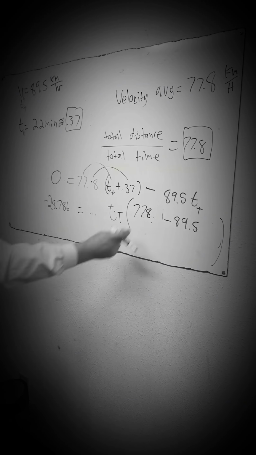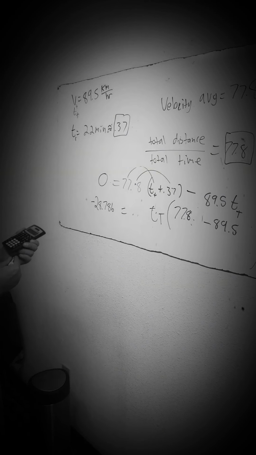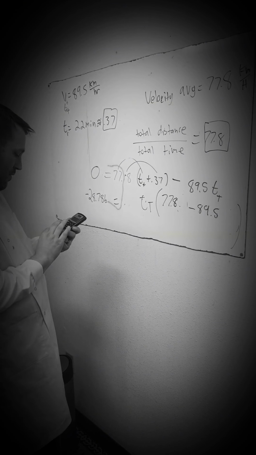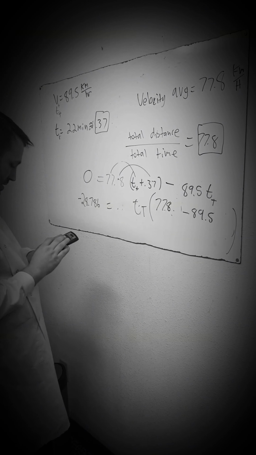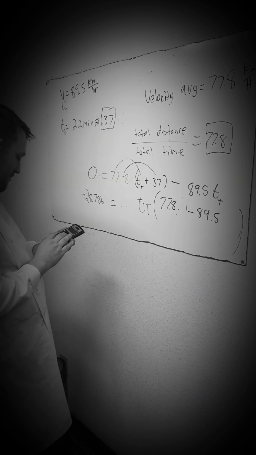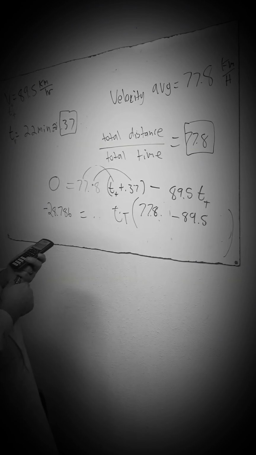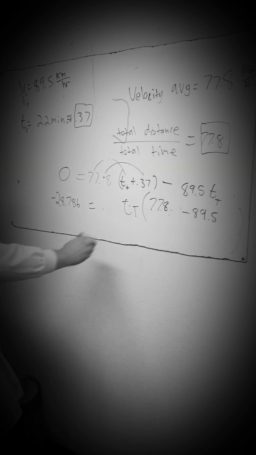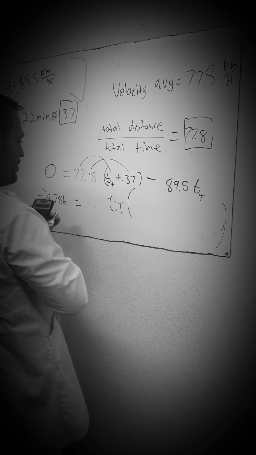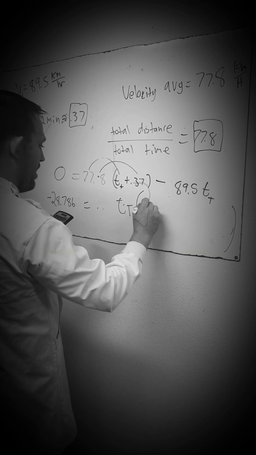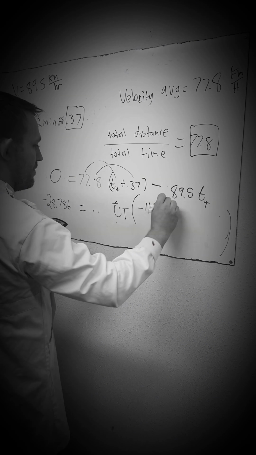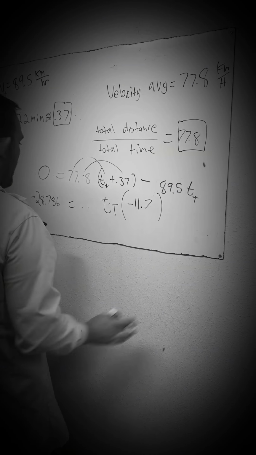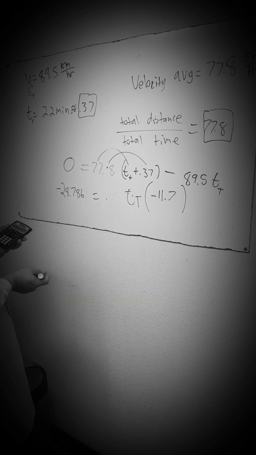This is important. Now we just have two numbers. Well, let's simplify those two numbers. 77.8 minus 89.5 gives us negative 11.7. So this simplifies. Okay, at this point I'm just doing algebra steps. Not a lot of physics here, right? Negative 11.7.